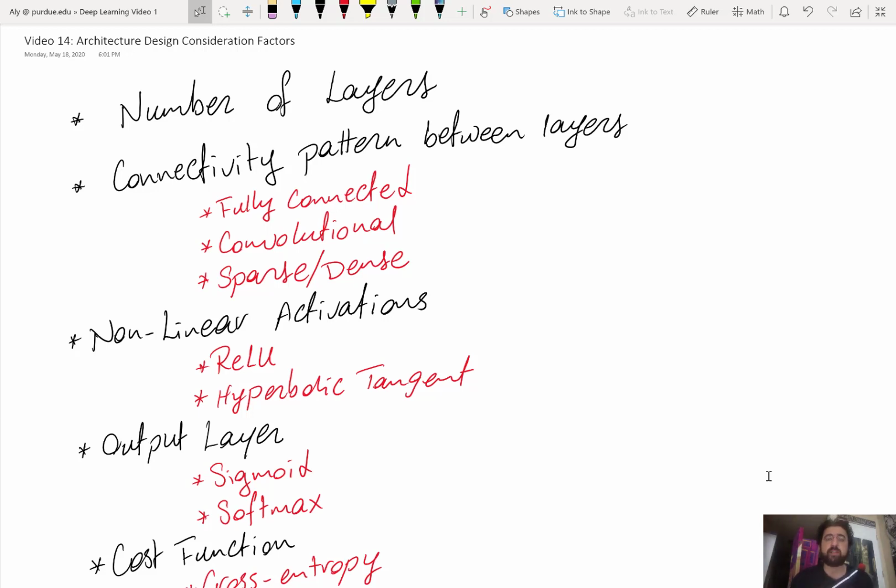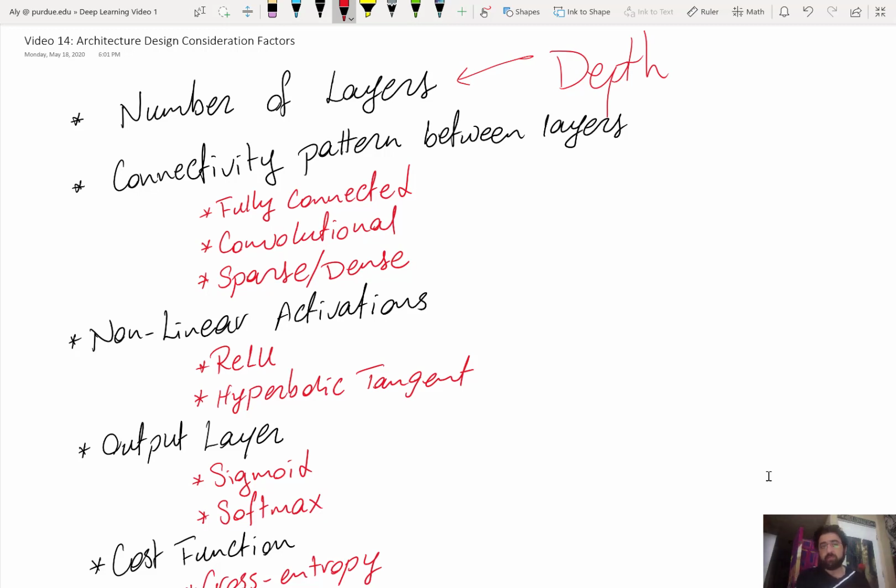So if you think of the design consideration factors, let's say you have a new problem and you want to design a network, right? So what are the aspects that you have? One of the aspects is the number of layers, right? So the depth of the network, right? And we will have a thorough discussion of that factor later on.